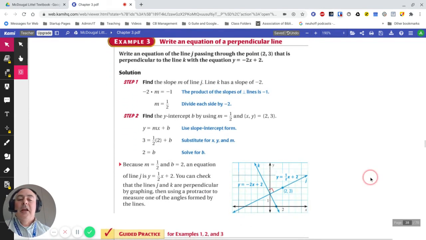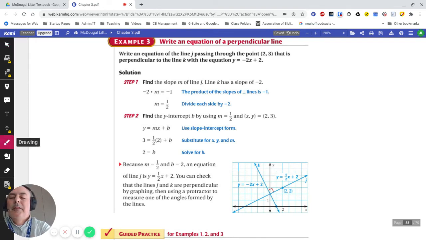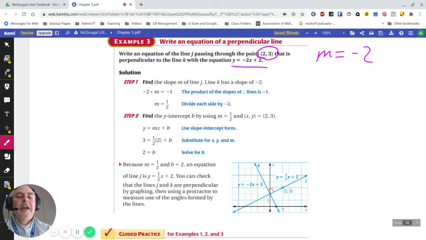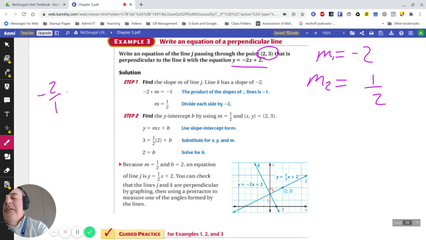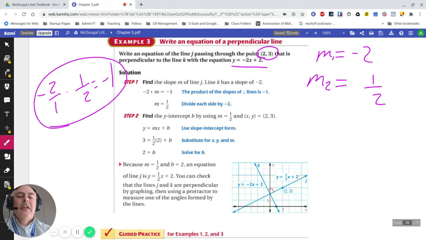In this case, I want to find a line which is perpendicular to this equation going through that point. Well, my first line has a slope of -2. My new line is going to be perpendicular, which means it's the negative reciprocal, which is 1/2. Because when I multiply -2 times 1/2, I get -1. Negative reciprocal, that tells me the line is perpendicular.